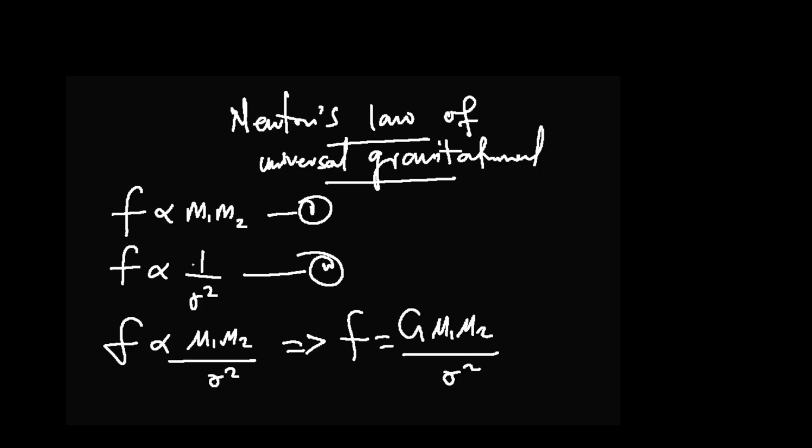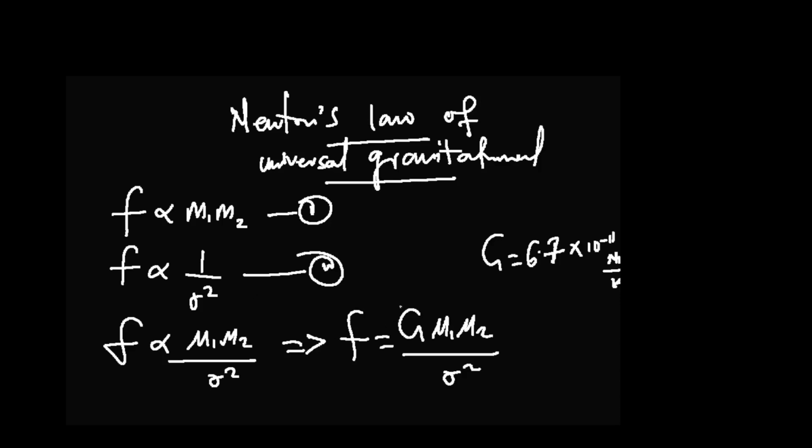Am I making sense now? G is 6.67, or you can say 6.7, multiplied by 10 raised to power minus 11 Newton meter square per kilogram square. That's the value of the gravitational constant.